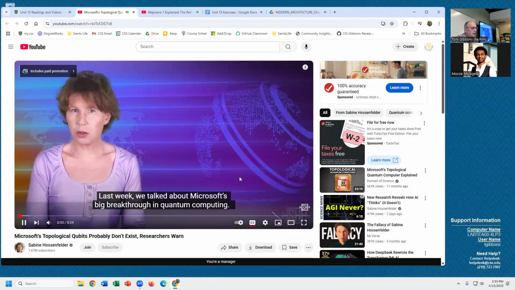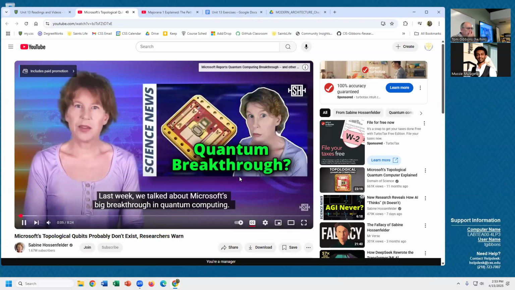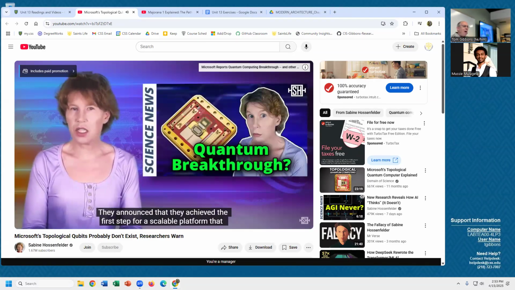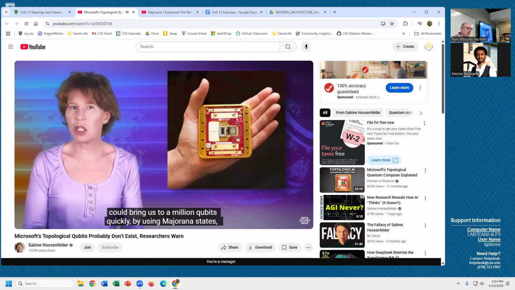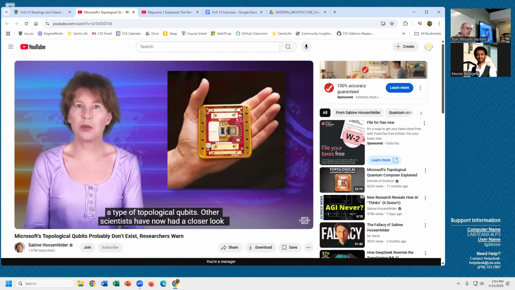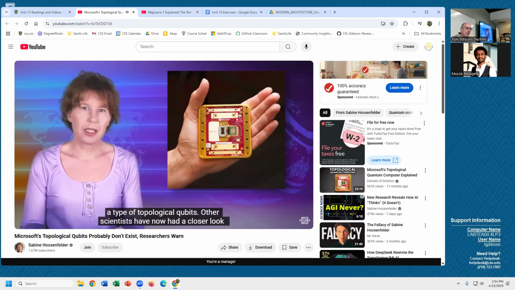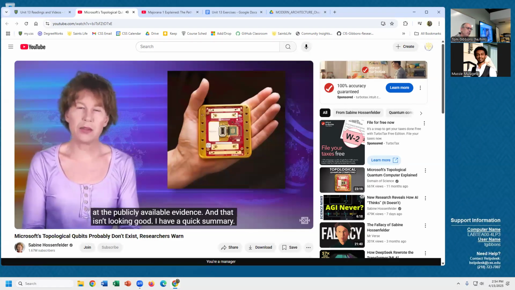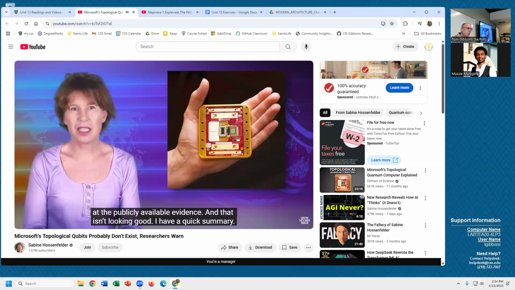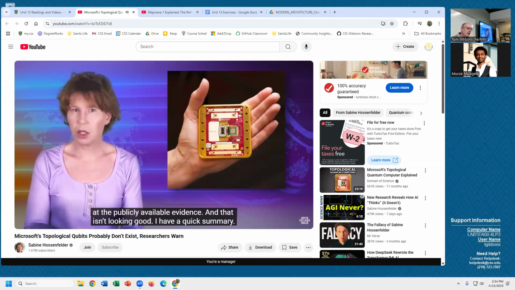Microsoft's big breakthrough in quantum computing. They announced that they achieved the first step for a scalable platform that could bring us to 1 million qubits quickly by using Majorana roots, a type of topological qubits. Other scientists have now had a closer look at the publicly available evidence, and that isn't looking good. I have a quick summary.